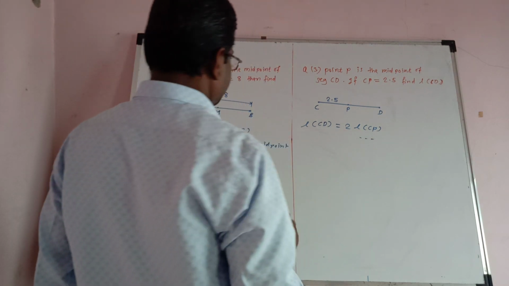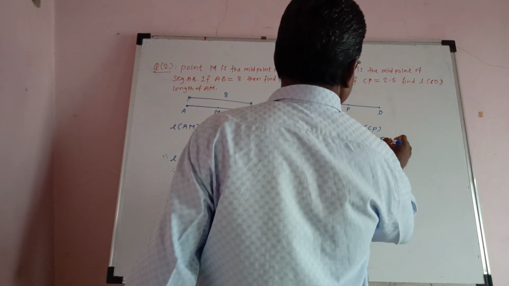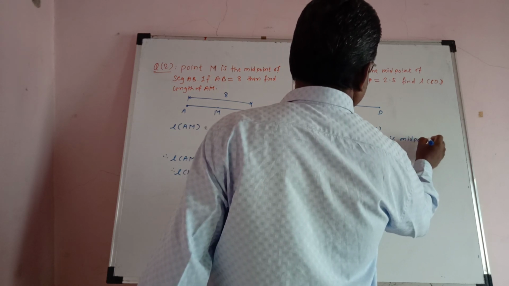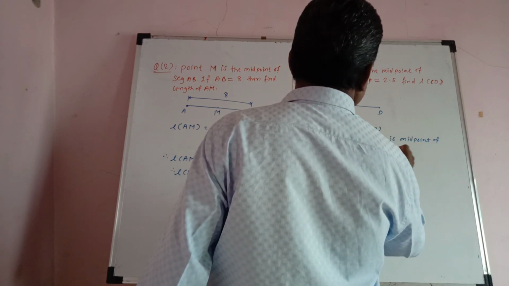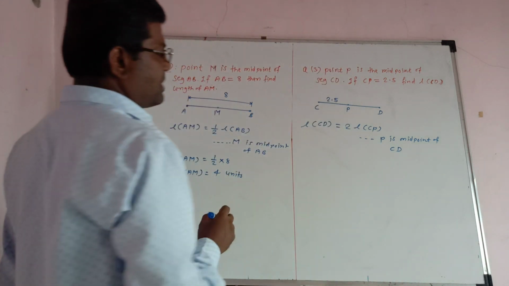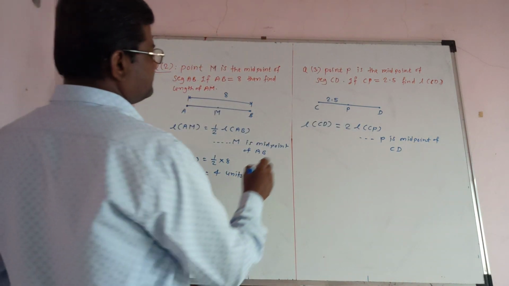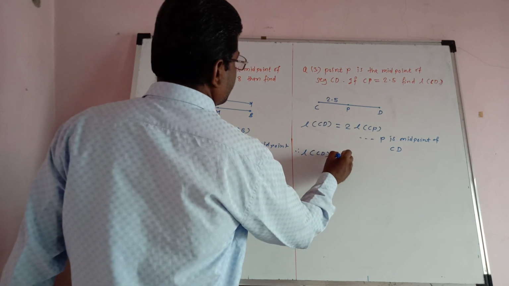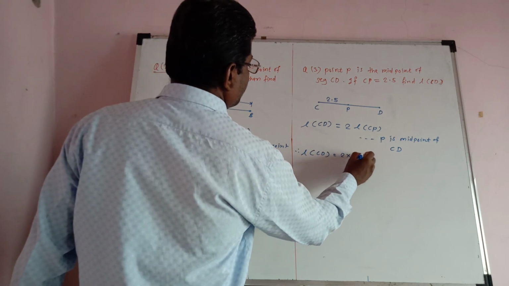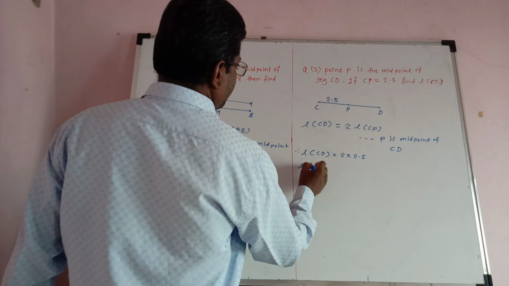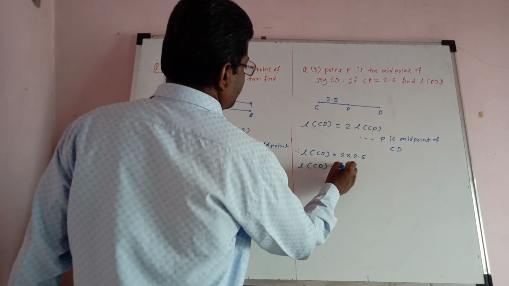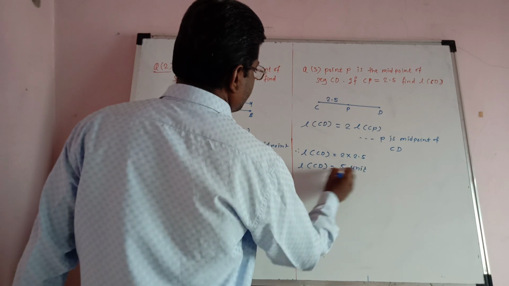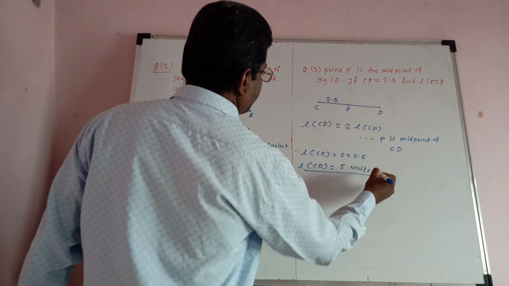And reason is P is midpoint of CD. Therefore, length of CD is equal to 2 into 2.5. Therefore, length of CD is equal to 2 into 2.5 is 5. Therefore, it will be 5 units.